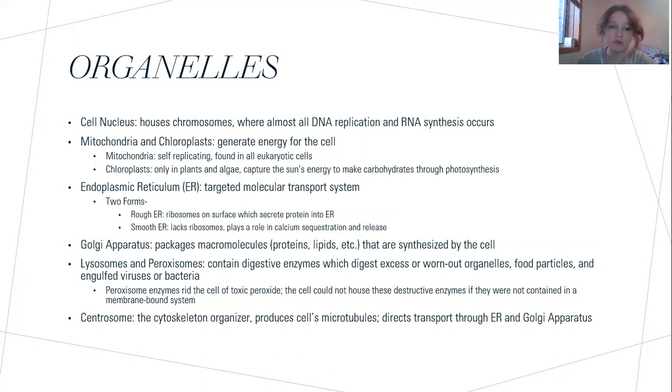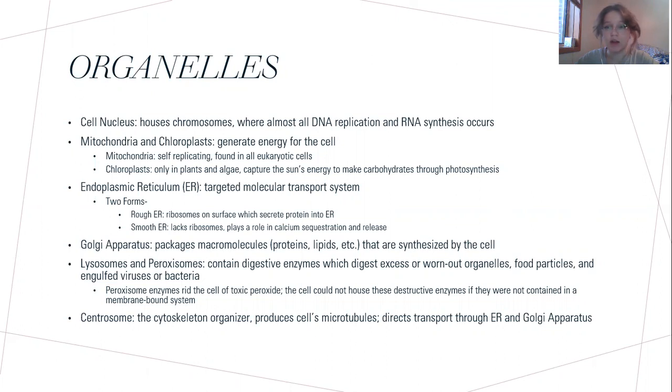Next up, there's the endoplasmic reticulum. This is like the mailman of the cell, essentially. It's a targeted molecular transport system, and it has 2 forms. The rough ER, which is named after its ribosomes that are present on the surface, and those are used to secrete protein into the ER. And then there's the smooth ER that lacks ribosomes but plays more of a role in calcium sequestration and release.